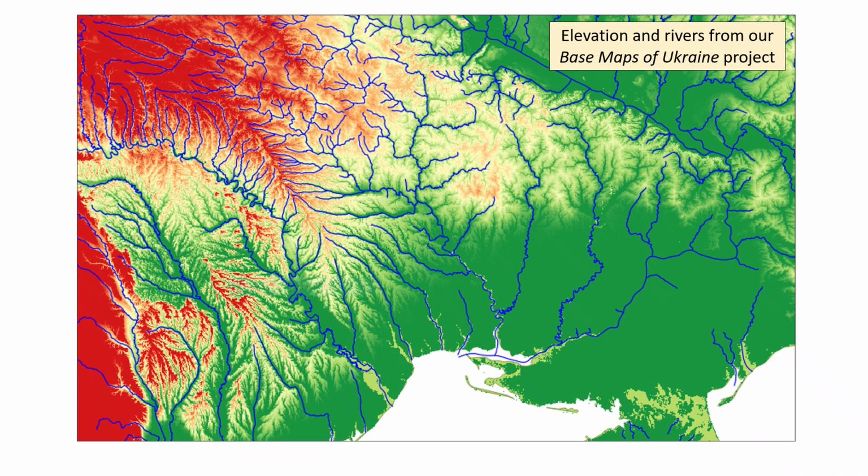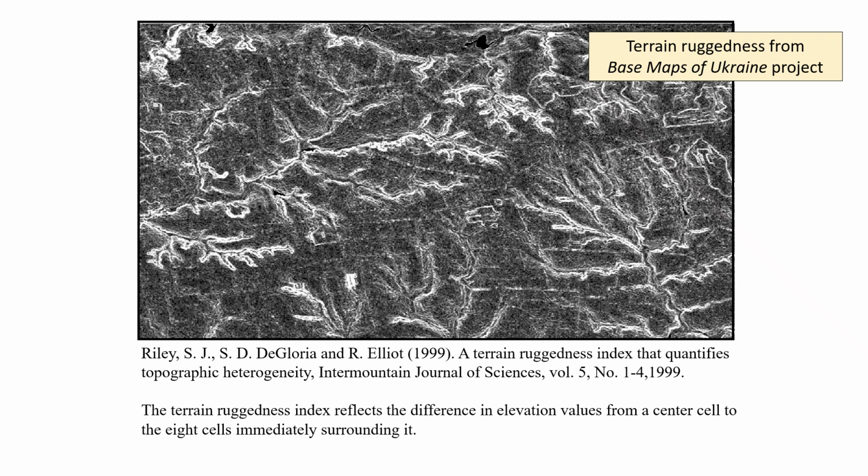Base maps of elevation and rivers are extremely important in tracing Schlock routes. Here you see rivers and elevation base maps for a portion of the region covered by Beauplan's maps. Here is a close-up of the terrain ruggedness map from our base maps of Ukraine project. We use this map to make final detailed adjustments to paths to avoid rugged terrain.